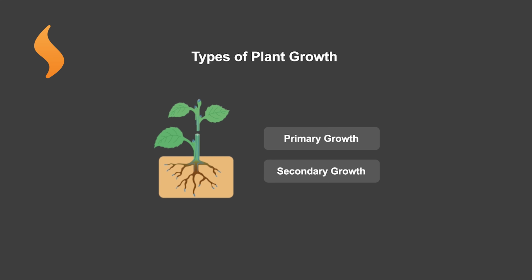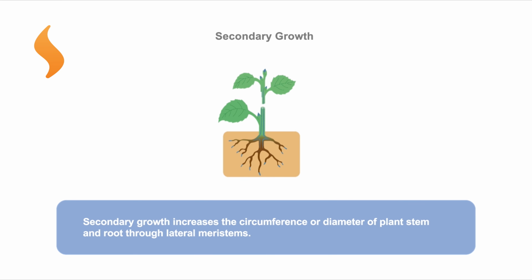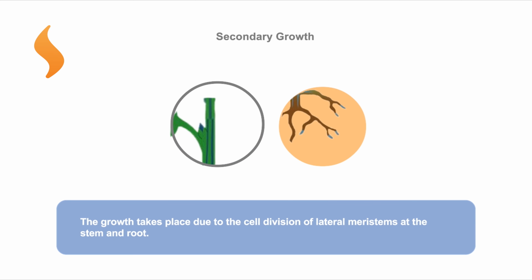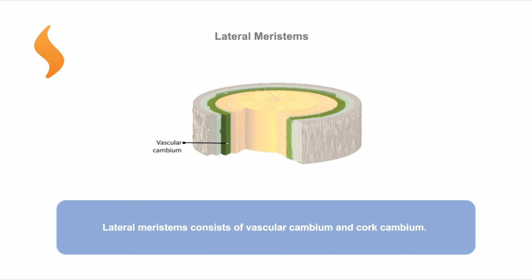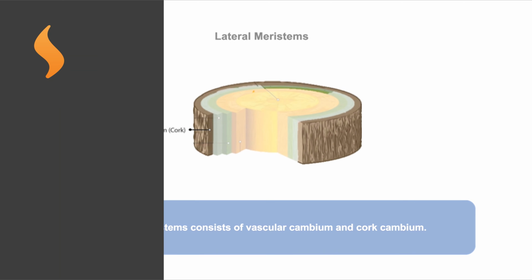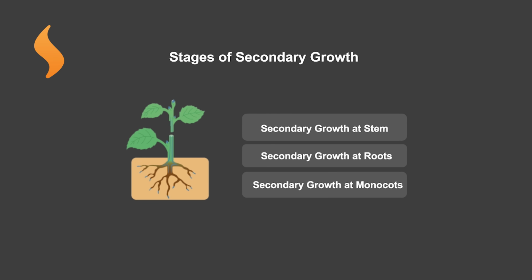The second type of plant growth is secondary growth. Secondary growth increases the circumference or diameter of the plant stem and root through lateral meristems. The growth takes place due to the cell division of lateral meristems at the stem and root. Lateral meristems consist of vascular cambium and cork cambium. Next, we will look at the stages of secondary growth that occur in stem, root, and monocots.